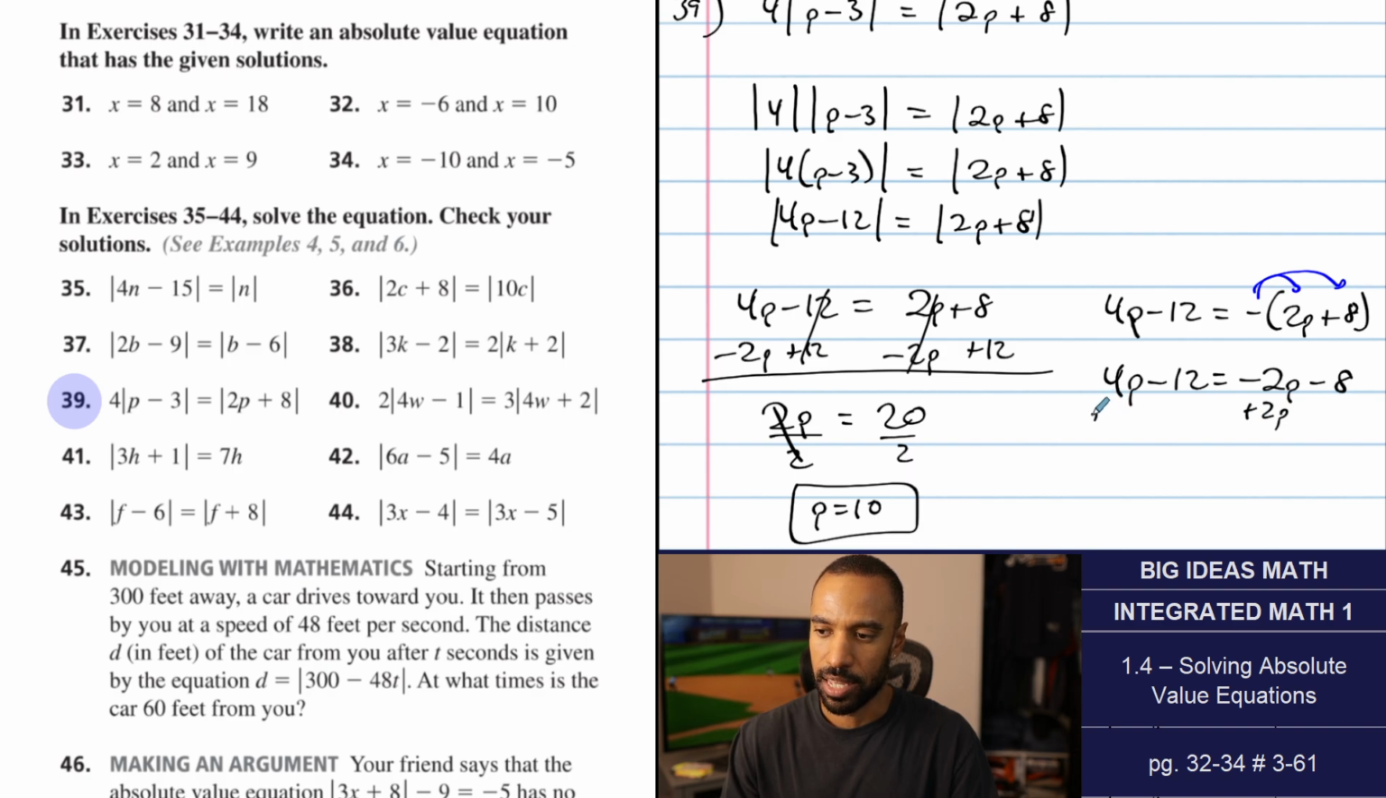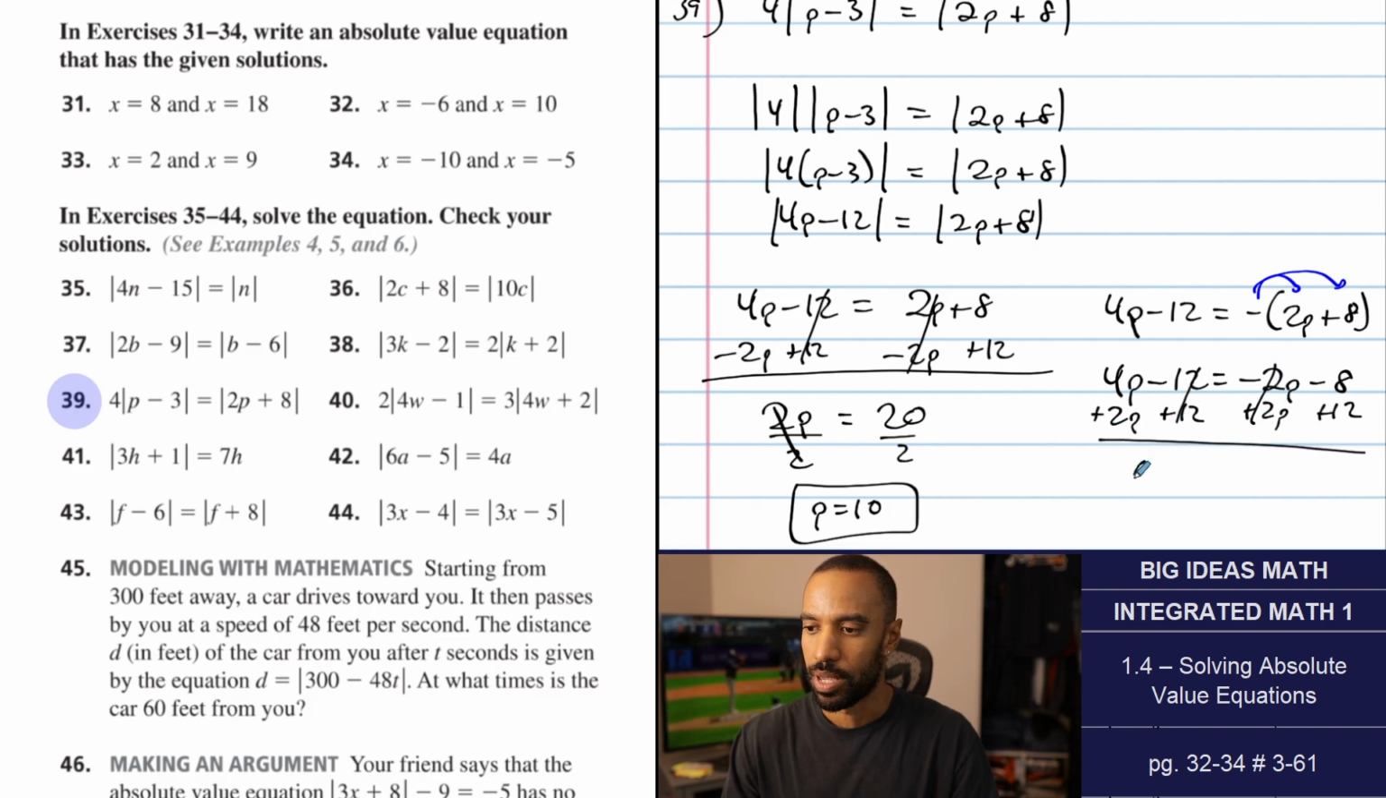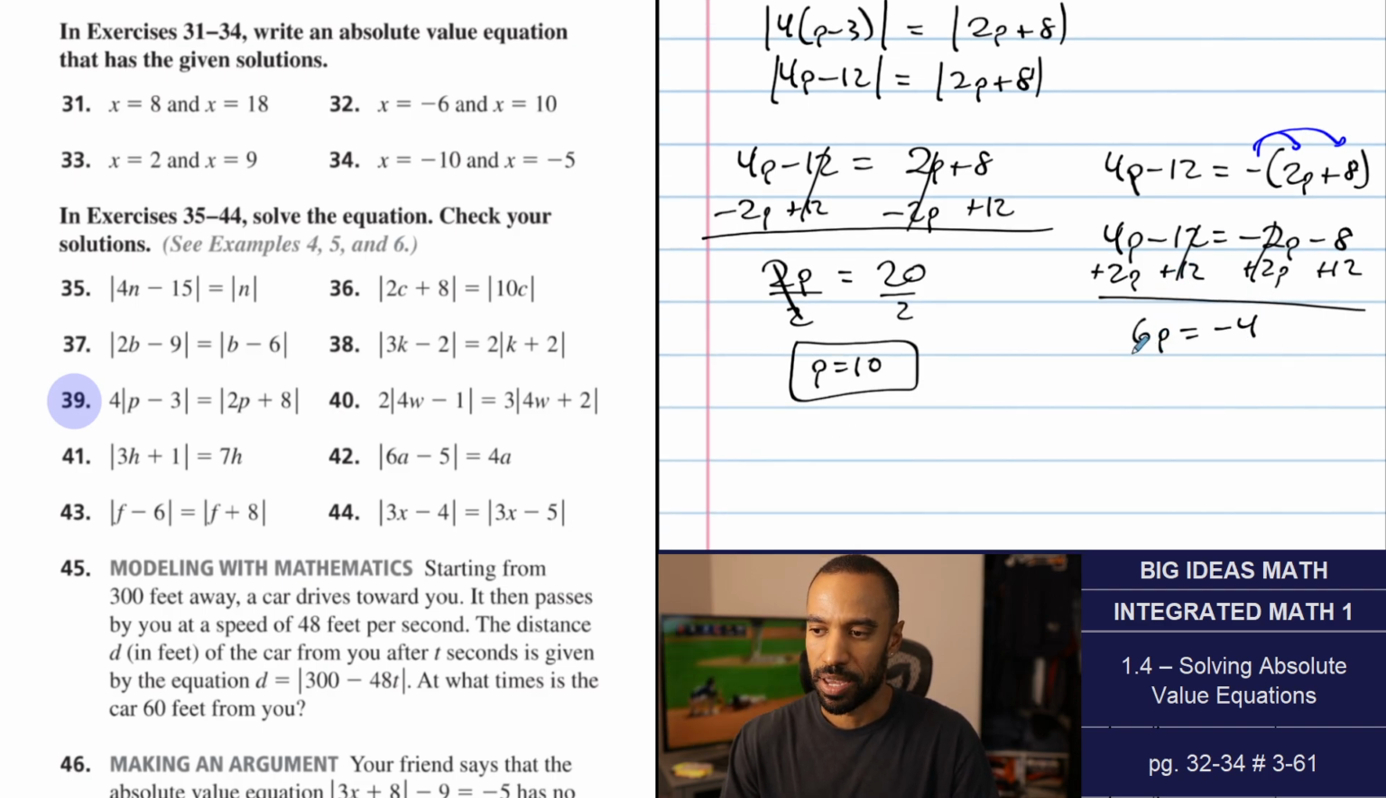Add 2p to both sides. Add 12 to both sides. I'm sniffing a fraction potentially. We get 6p equals negative 4. And now we divide both sides by 6, and negative 4 over 6 can reduce to negative 2/3. And we'll leave it as that fraction.